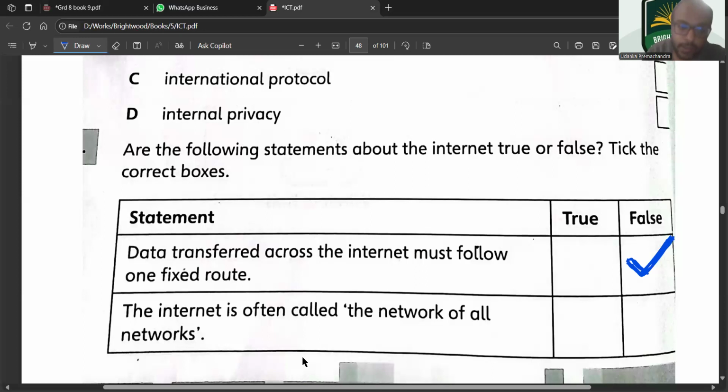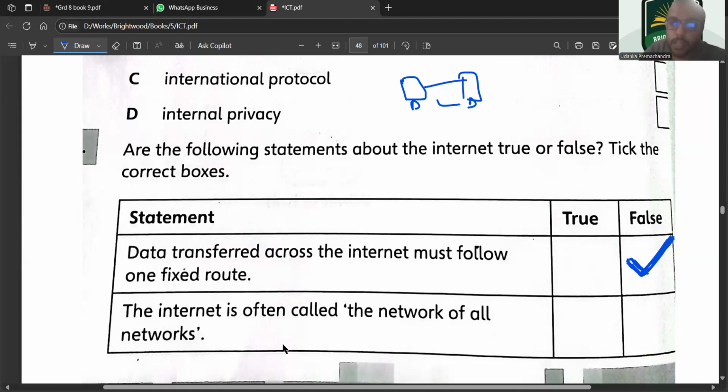So next one. The internet is often called the network of all networks. Is that correct or wrong? Network of all networks. Yes, it's right.